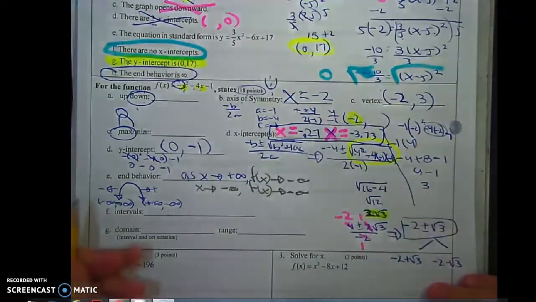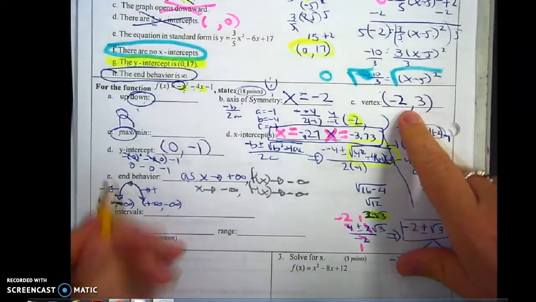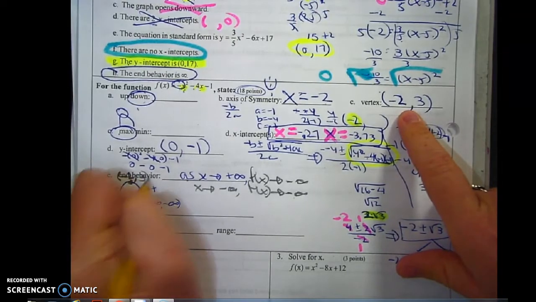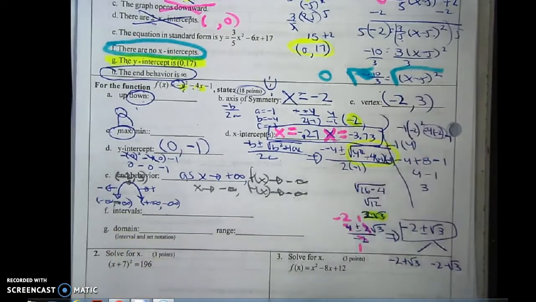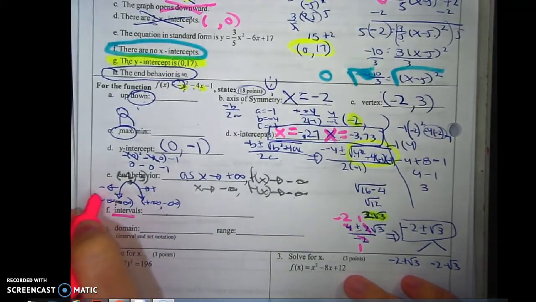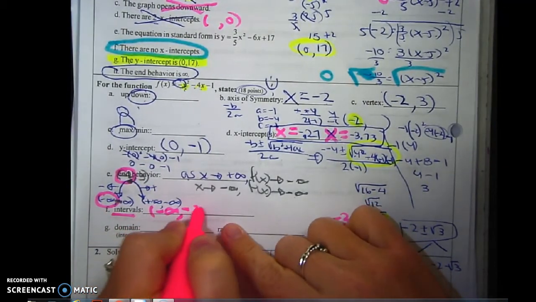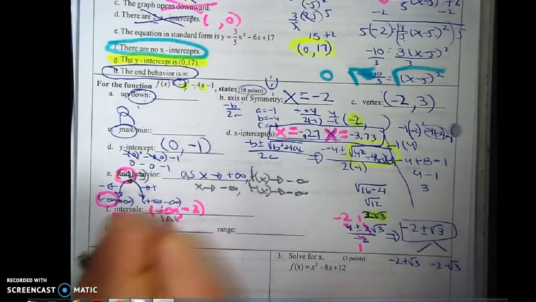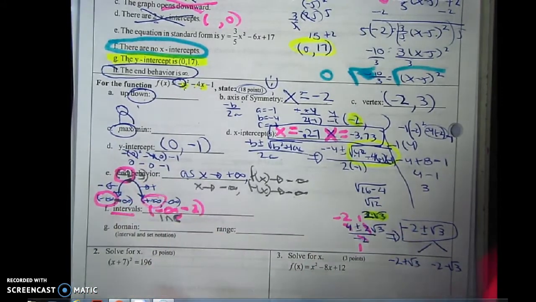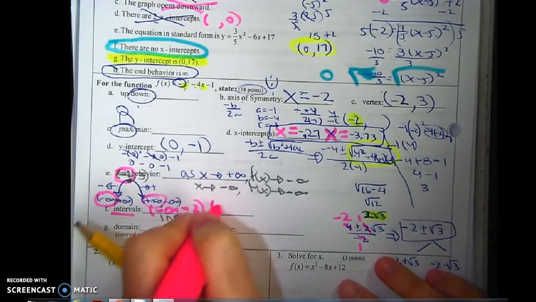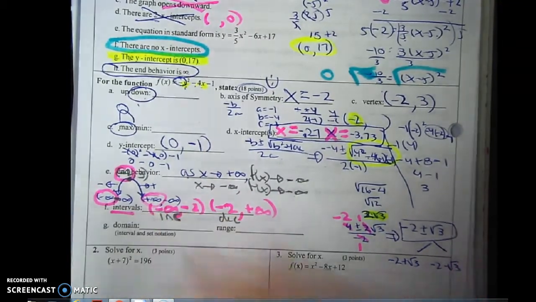The intervals. Okay, so I'm going to use this a little bit. The vertex is crucial. We figured out the vertex was negative 2, 3. So when you're doing the intervals, you're focusing on the x-axis, okay? So the intervals, you're saying from here to here. So from negative infinity to negative 2, it's increasing. And then from negative 2 to positive infinity, it's decreasing. Not a straight decrease.